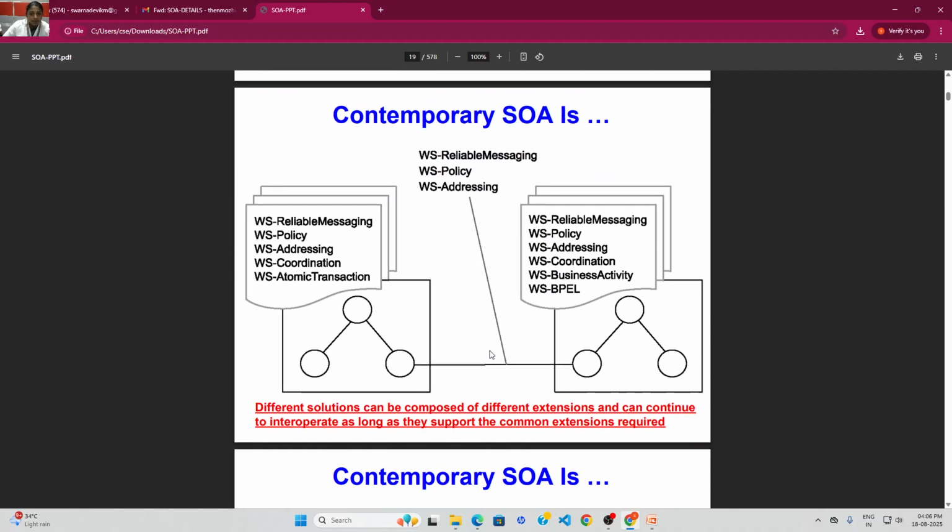Next one, WS-ReliableMessaging, WS-Policy, WS-Addressing. Why are you using these three functions in SOA? The WS is nothing but web service. It will give reliable messaging. It will give the policies. It will give some addresses for the function. It will give the coordination. It will give the automated transaction. By using these functions only, the application will run through SOA.